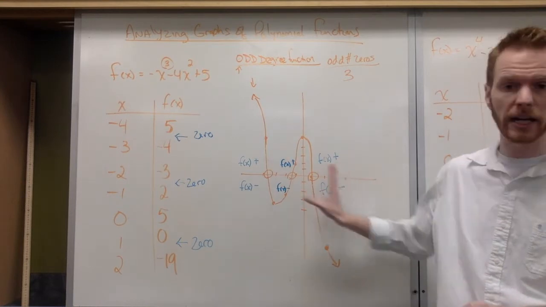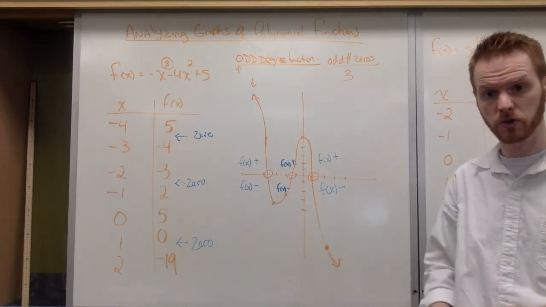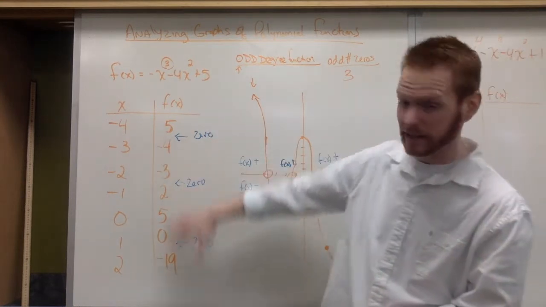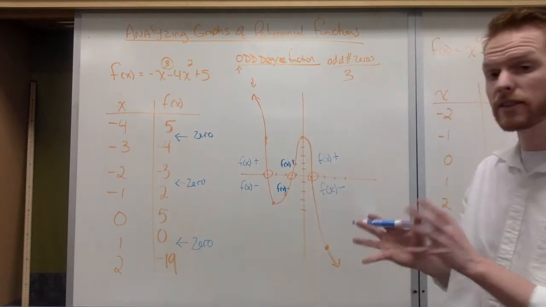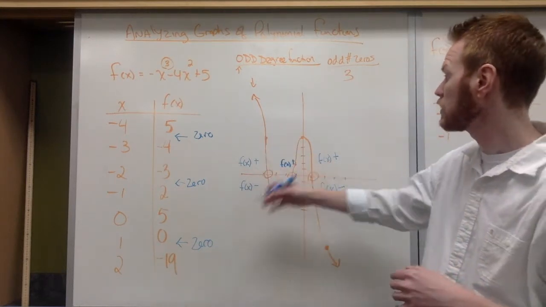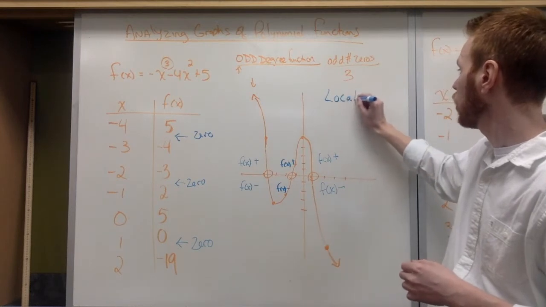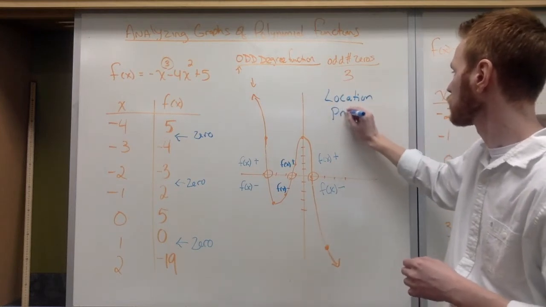So knowing where the signs changed tells us where the solutions are to this graph. And we could see that by a table. Now this entire process, locating the zeros like this, it's called the location principle.